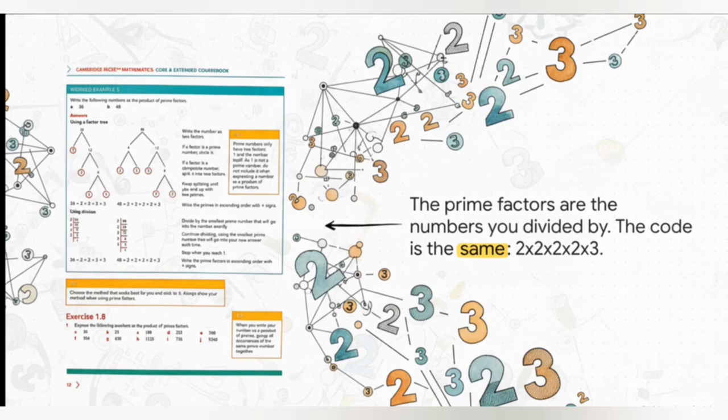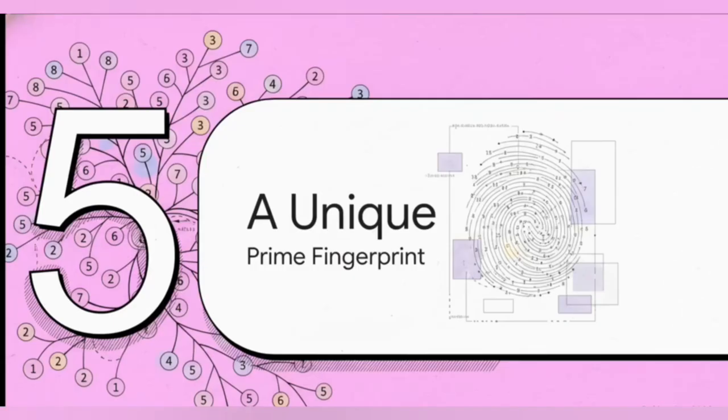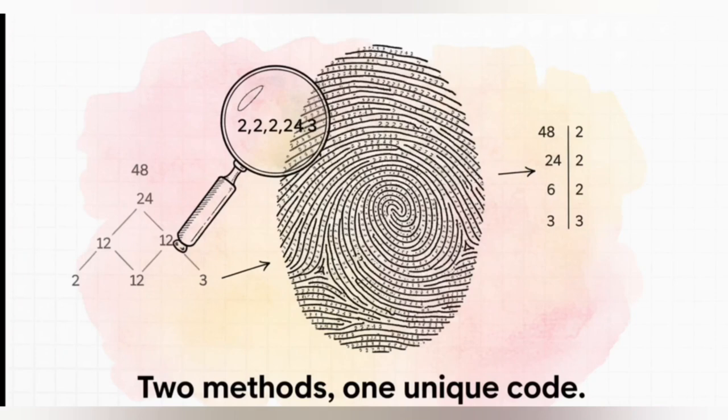So what are our prime factors? Just look at all the numbers we used to divide with on the side there. Four 2s and a 3. Look at that. It's the exact same code. So let's just pause for a second. We've used two totally different methods, but we ended up in the exact same spot. What does that tell you? It tells us that this is no accident. It's not a coincidence. This prime factorization, it's a fundamental property of a number. Just like your fingerprint is unique to you, the product of a number's prime factors is unique to it. It's literally its mathematical DNA.